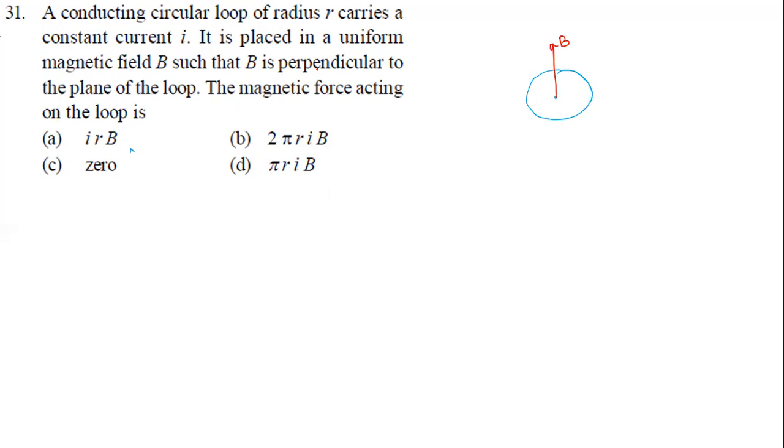Now at any point the loop is going to carry a current. Let's say the current is I at any point. Now let us take F equal to I into L cross B, so F equals I into L cross B.